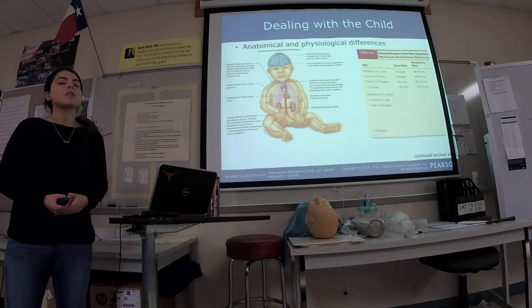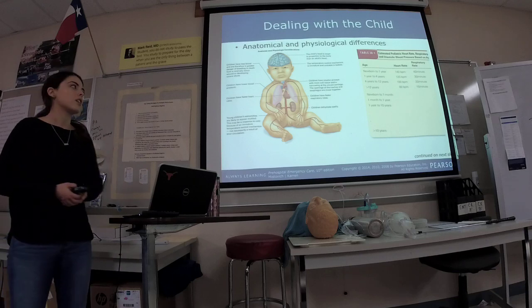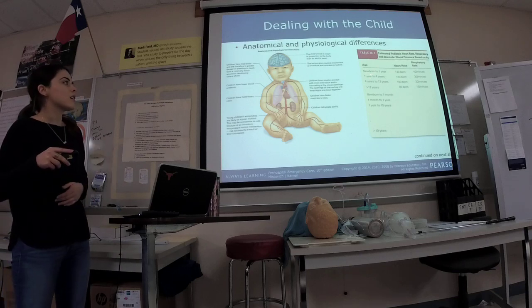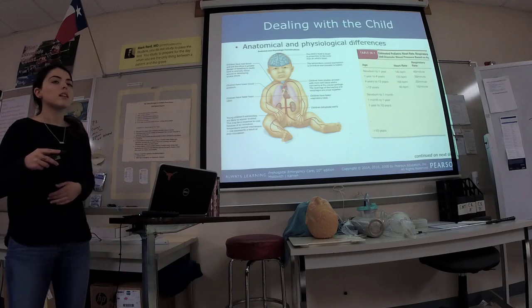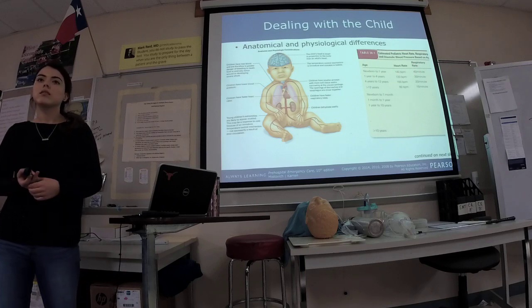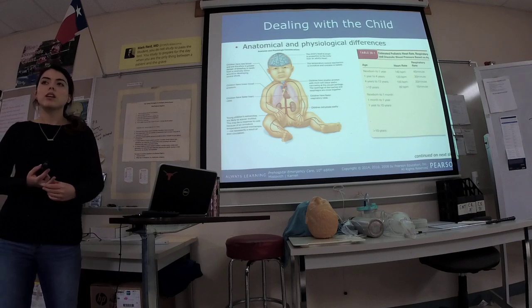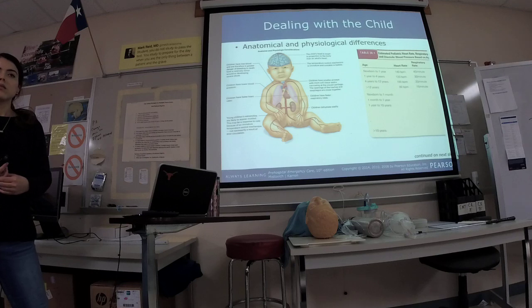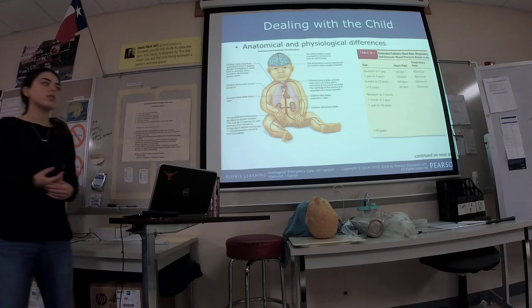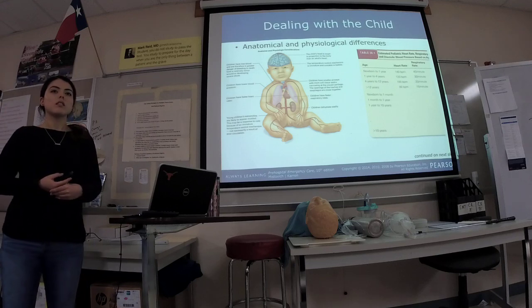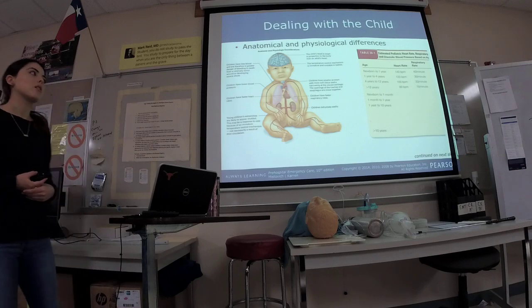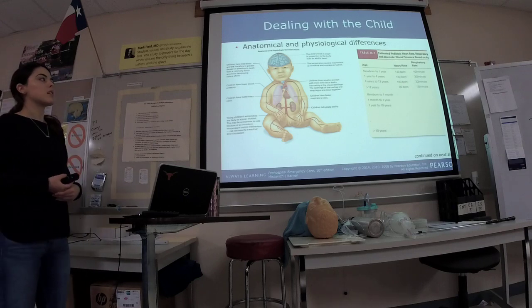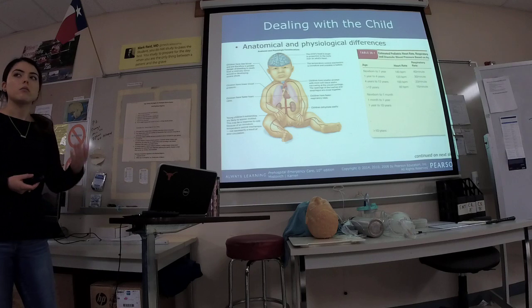Also, heart rate and respiratory rate are going to be elevated in a child. On here it says, for example, in a newborn, their heart rate is 140 and respiratory rate is 40 a minute. For an adult, what is it? Respiratory and heart rate. 12 to 20 for respiratory rate, and then 60 to 100 for heart rate. So just keep that in mind. Don't be alarmed if you see a really high pulse.